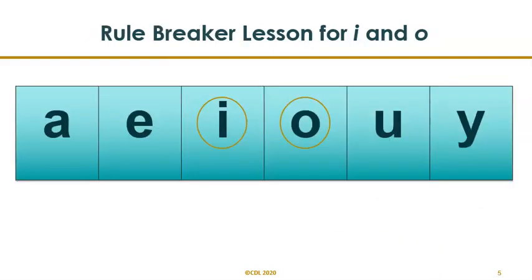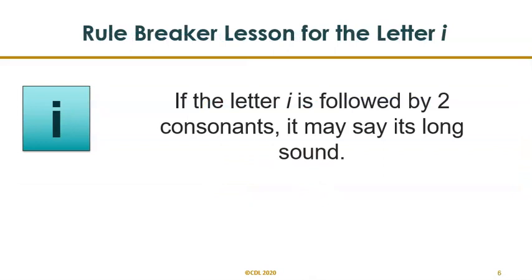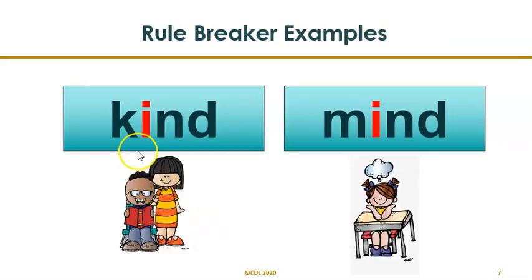Let's take a look at the rule breaker lesson for I and O. Rule breaker lesson for the letter I. If the letter I is followed by two consonants, it may say its long sound, which would be the sound I. That's right. Our first example is the word kind. I notice the letter I, the vowel's in red, and it ends in two consonants. So that I is going to make the long sound. It's not going to make the short sound.